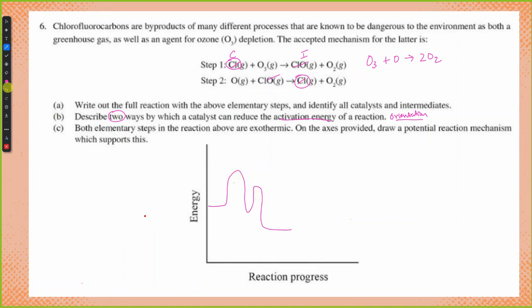So higher hill for the first one. As we're saying, this is the rate determining step, so this one would be a little bit lower. But this line should dip below the first line if they're both exothermic. So that would be a way of doing that. So, all right, clear all my drawings. Now that's working better for me.